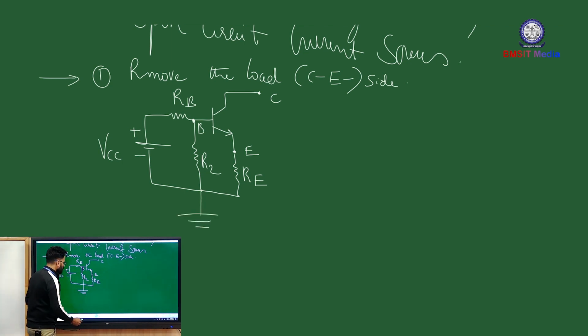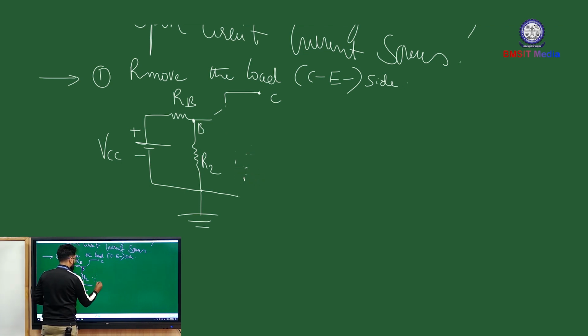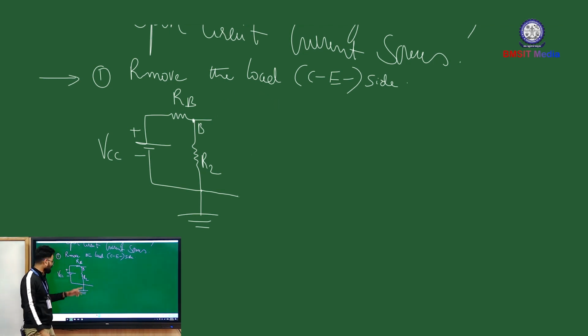Removal of load means whatever is present on the collector emitter side, you are supposed to eliminate. This is your collector terminal and this is your emitter terminal. I will eliminate all the elements which are coming in contact with the terminals, collector and emitter. What are those? Power source VCC, collector resistor RC, emitter resistor RE. So we have removed the load.